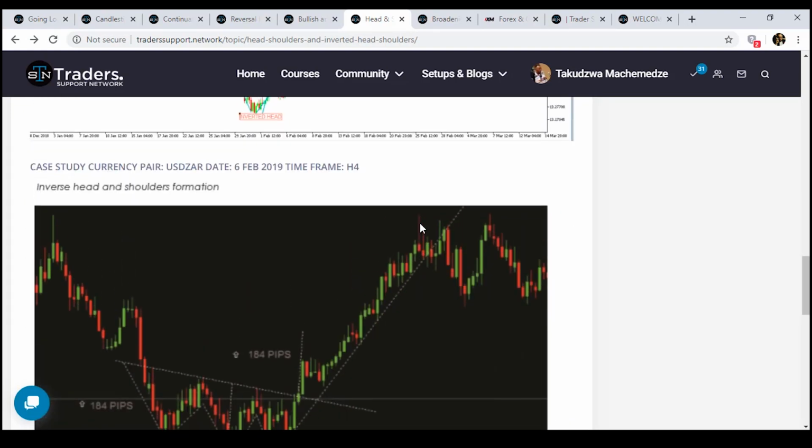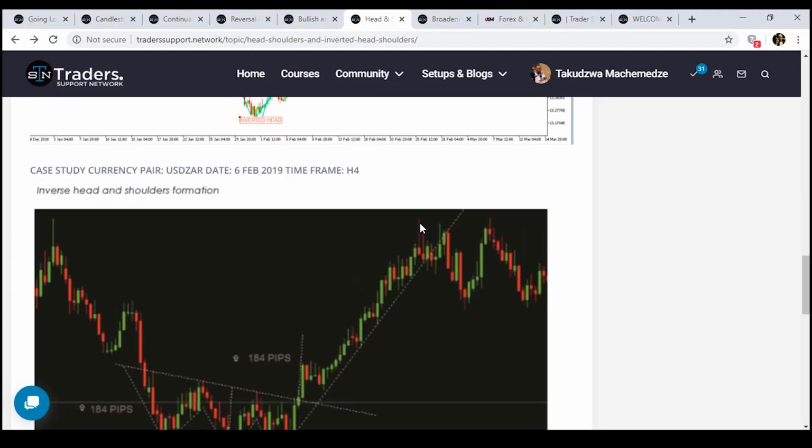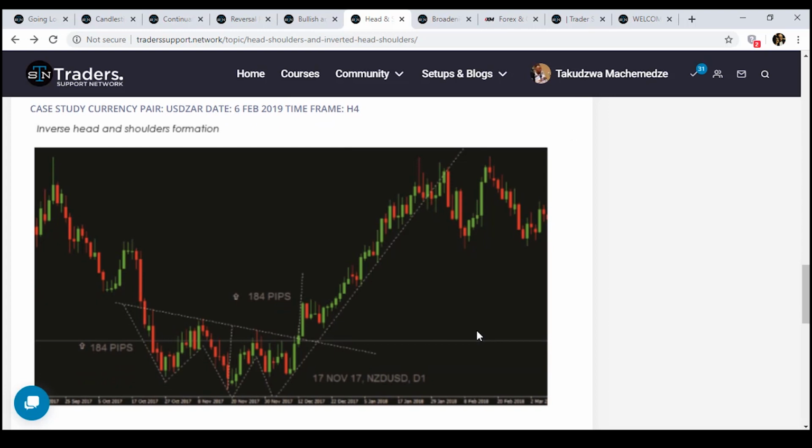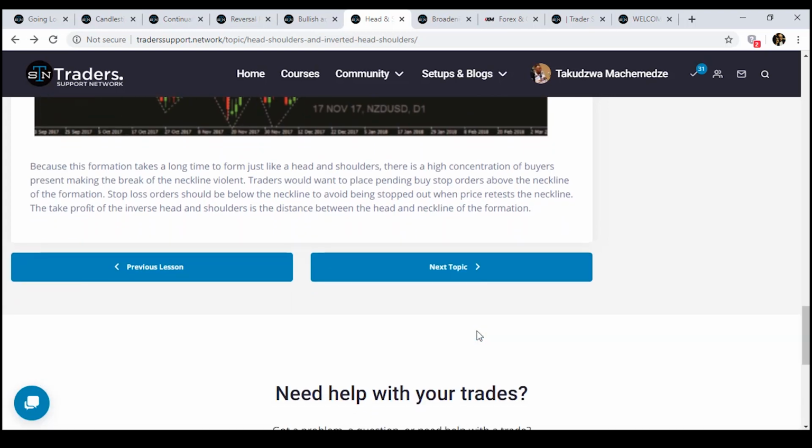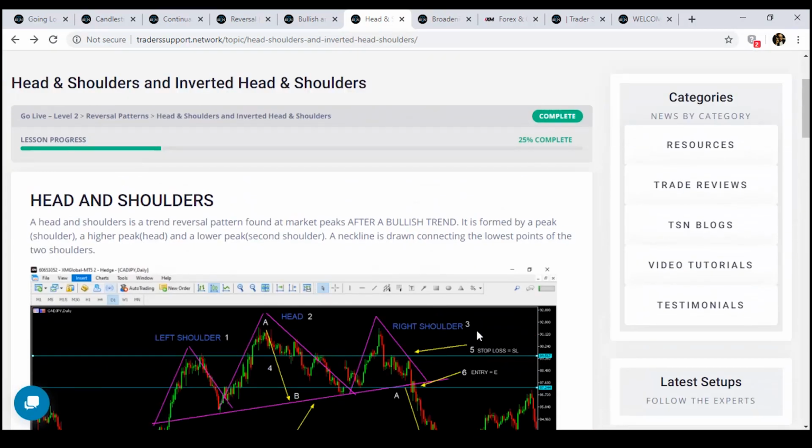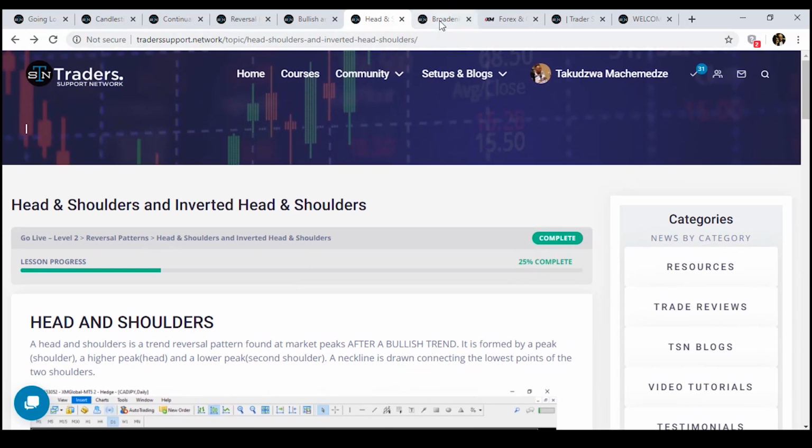When you're done with that part, you also then get to learn about how to trade an inverted head and shoulders, which is basically this. It's the same concept, but the price is just moving towards a different direction. Another example of a reversal pattern is a broadening wedge, right here.